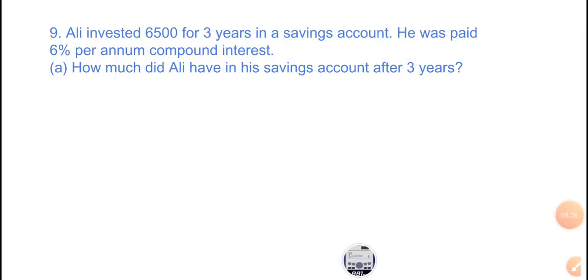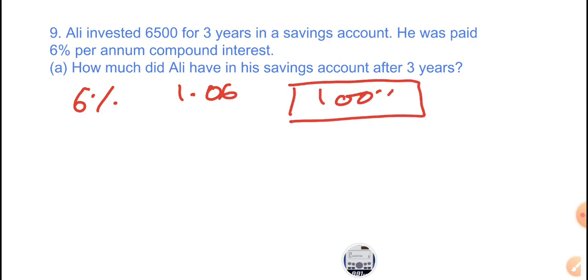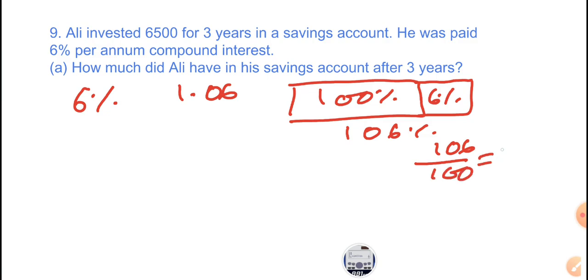Question 9. Ali invested £6,500 for 3 years in a savings account. He was paid 6% per annum compound interest. How much did Ali have in his savings account after 3 years? So we know that 6% as a decimal multiplier is 1.06, because you started off with 100% and then you got another 6%, so altogether that's 106%. So to turn a percentage into a decimal, you do 106 divided by 100, which is 1.06. So that's the decimal multiplier.